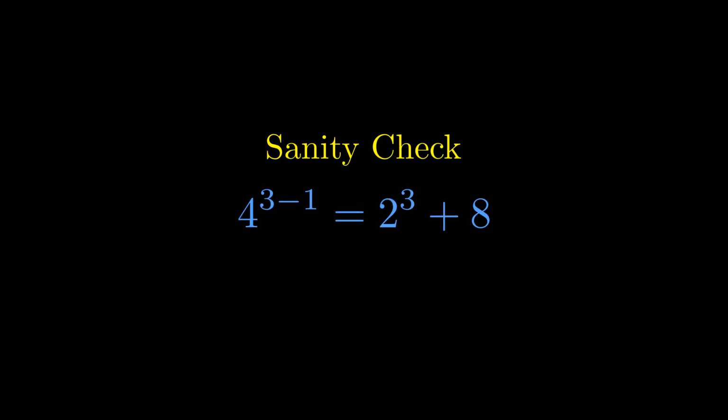Before we wrap up, let's verify this by plugging our solution back into the original equation. Substituting x equals 3, we get 4 to the power of 3 minus 1 equals 2 cubed plus 8. On the left, 3 minus 1 is 2. On the right, 2 cubed is 8. 4 squared is 16, and 8 plus 8 is 16. Both sides agree, so our solution checks out.